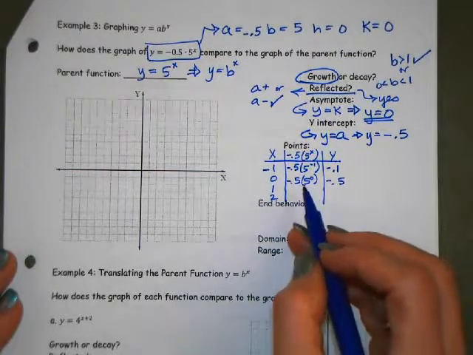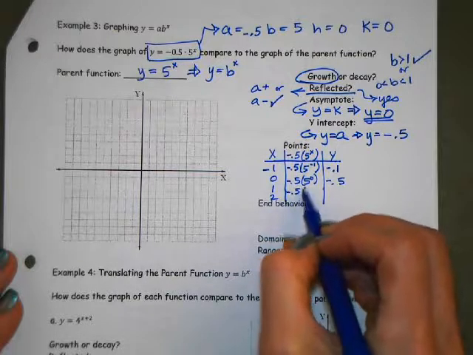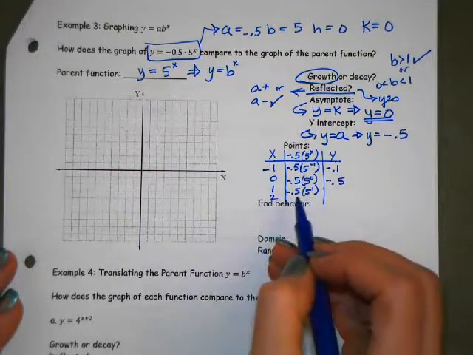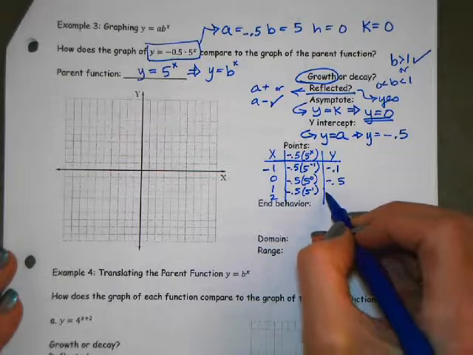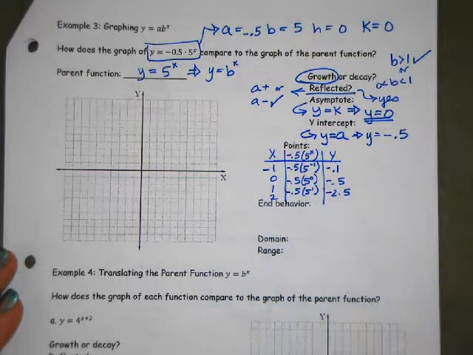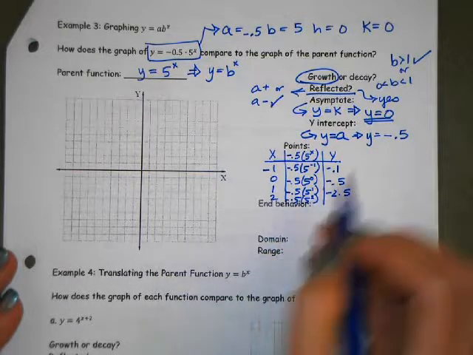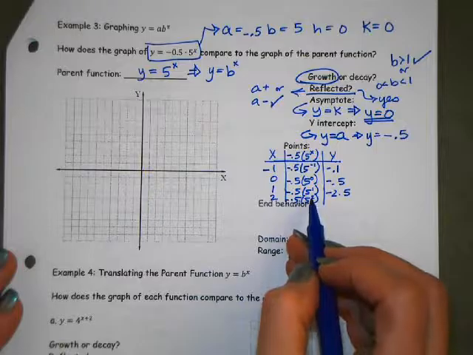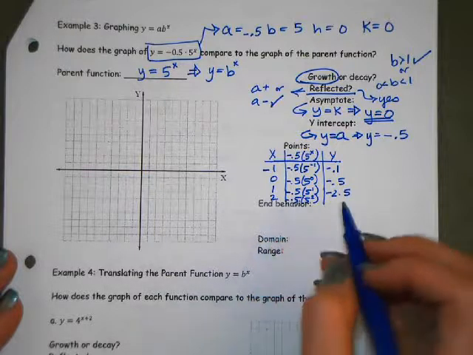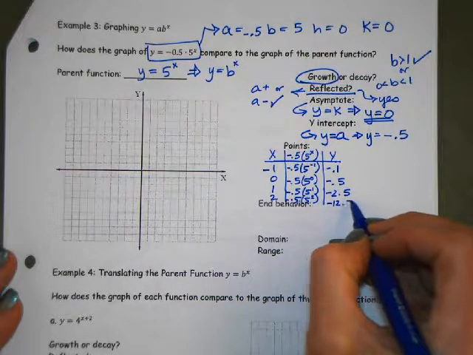Then I have negative 0.5, 5 to the 1 power. So 5 times the negative 0.5 gives me negative 2.5. And then I have negative 0.5 and 5 squared. So again, I do the 5 squared first, which gives me 25 times the negative 0.5. I'm going to get a negative 12.5. Okay?